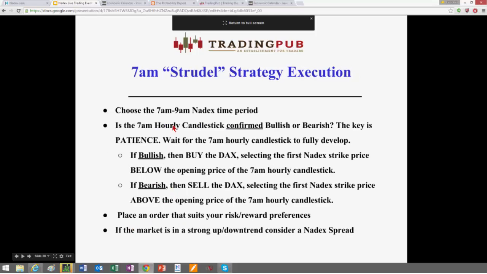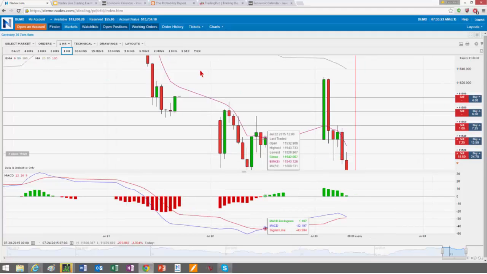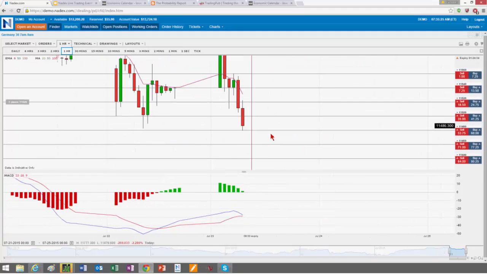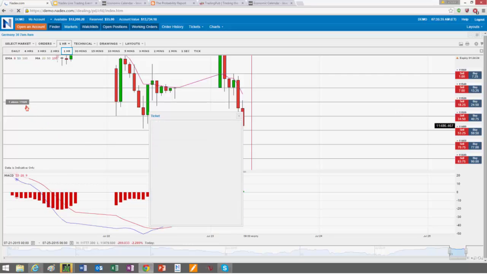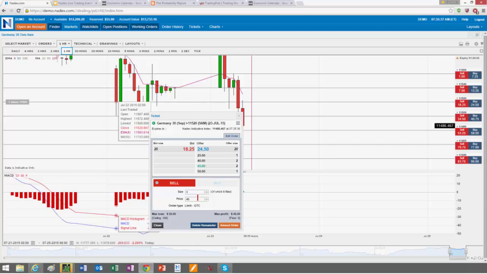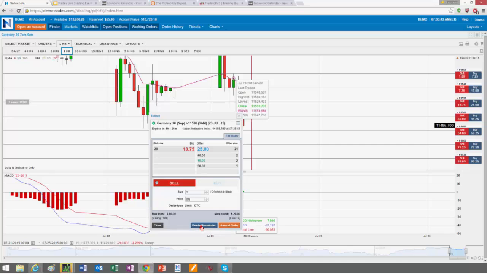And then I want to confirm that the hourly candlestick is bearish or bullish, and this one is turning into a big bear. Right now it's sitting around 18. You know what? I don't see it coming back much. I'm not going to get $45 on that. I'll risk $80 to make 20 and call it a day.